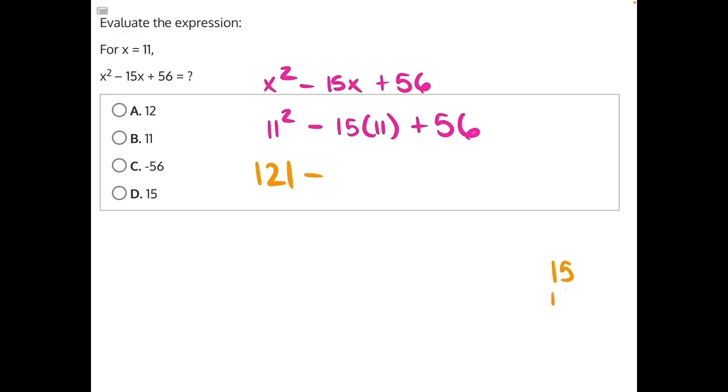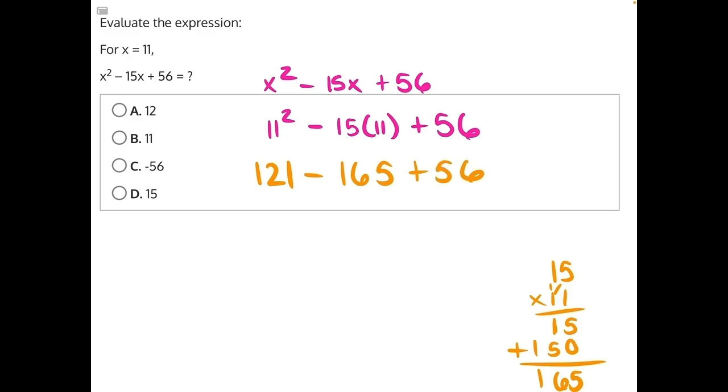15 times 11. 1 times 5 is 5. 1 times 1 is 1. Bring down the placeholder 0. And we're going to get the same thing again. 1 times anything is just itself. So 1 times 5, 5. 1 times 1, 1. When we add these together, we will get 165. So 121 minus 165 plus 56.